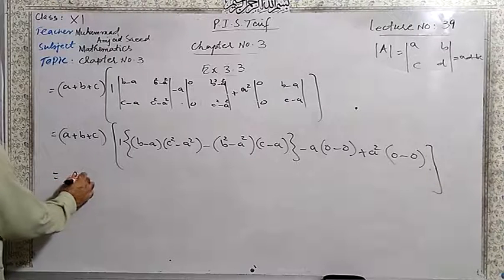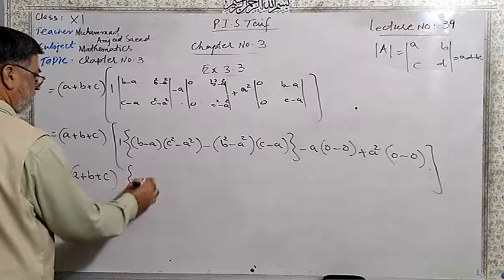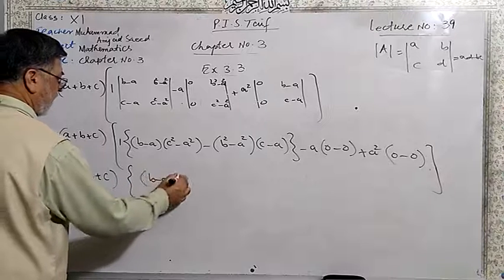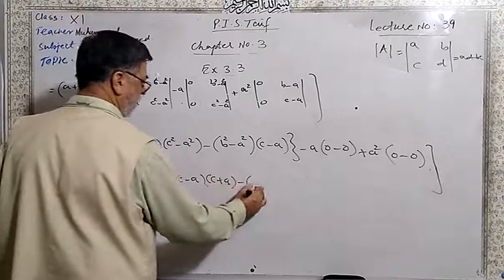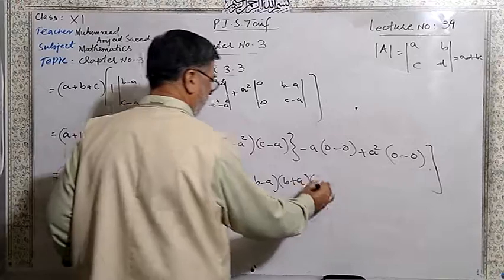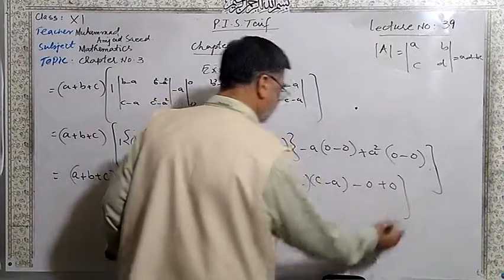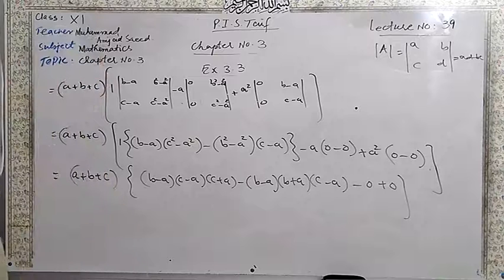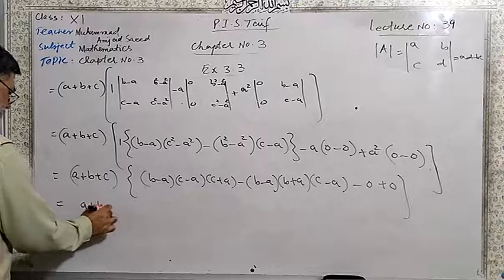Here we have a plus b plus c, b minus a into c minus a, c plus a, minus into b minus a, b plus a into c minus a, minus 0 plus 0. A plus b plus c.